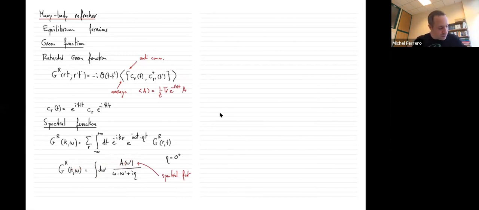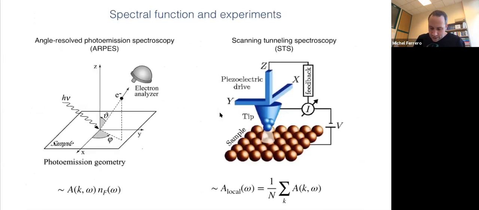And for example, you can immediately see by working a bit with this formula that A of K and omega is really nothing but minus 1 over pi times the imaginary part of G^R of K and omega. So knowing the spectral function or knowing G is really the same thing. They carry the same information. So why is this object useful? Because it's basically something you can get in some experiments that probe materials.